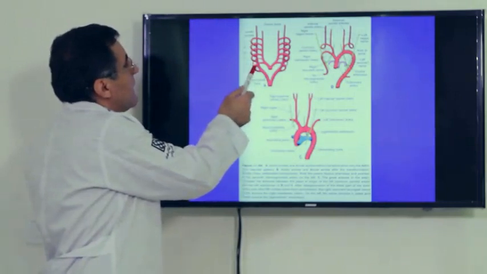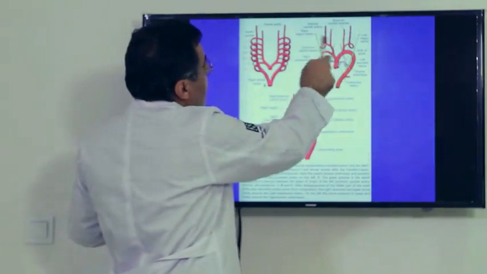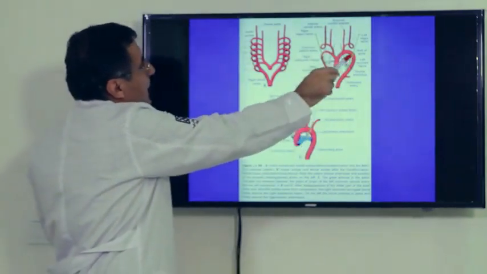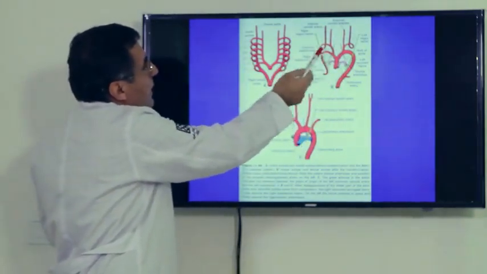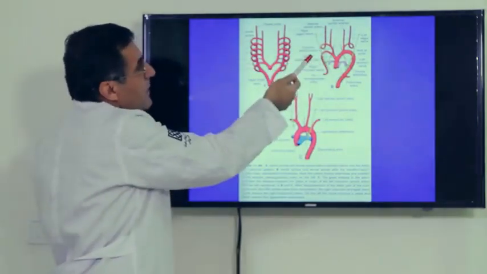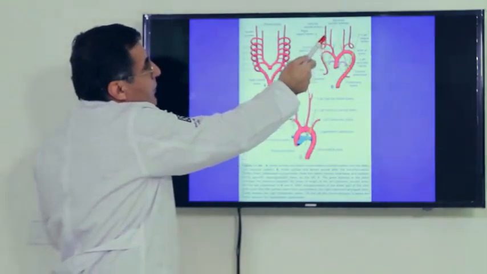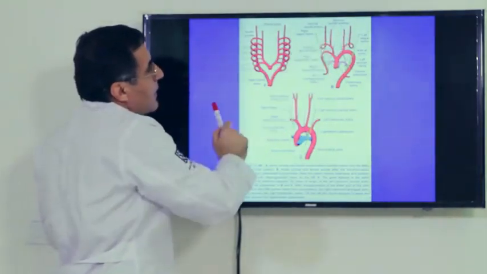The fourth, fifth, and sixth, this is the fifth. And you can see the final development of the arches: the first and second degenerated in this picture, the third makes the common carotids and the proximal part of the internal carotid.